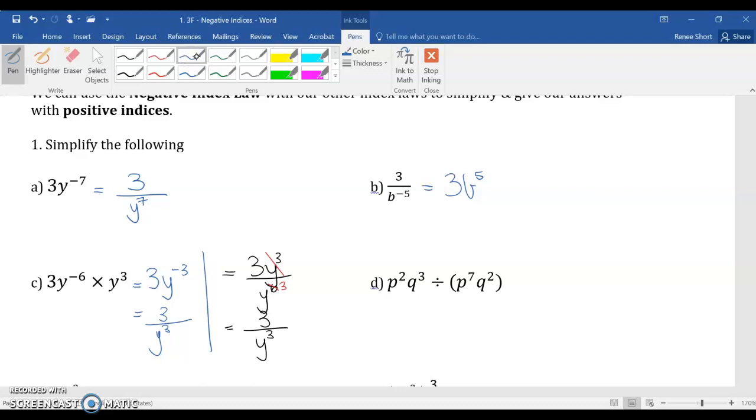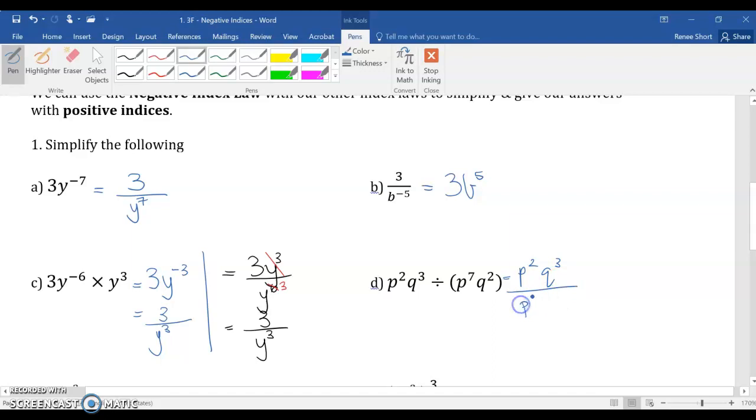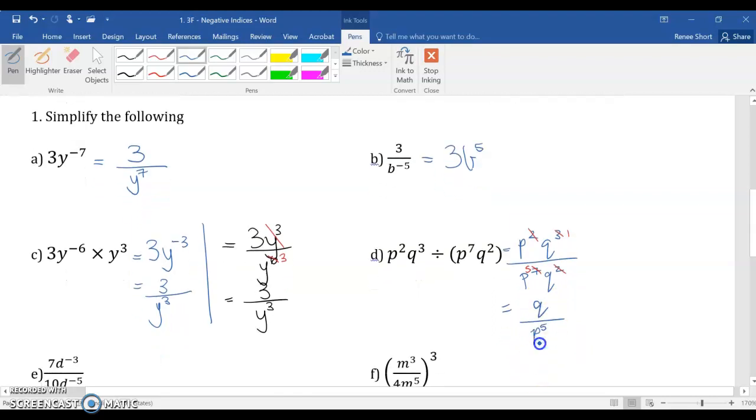With D, I've got p squared q cubed divided by p to the power of 7 q squared. And like before, I'm going to write this as a fraction straight away. So p squared q cubed over p to the 7 q squared. And then I can worry about cancelling things out. So this cancels and leaves me with p to the power of 5. And this would cancel and leave me with q to the power of 1. When I write my answer though, I can just write q on my numerator and then p to the 5 as my denominator.